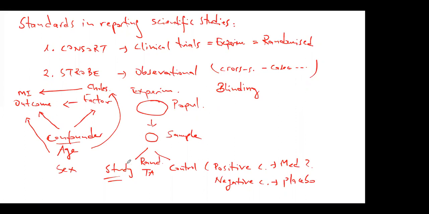So if this group knows that he is receiving an active medication, and the other group knows he is receiving a fake medication, it will have some effect in the outcome. Don't you think so? Yes. It was just by believing. Just by believing you have received an active medication, you will have less headache. This is the placebo effect. Even if you don't give any active medication, if you give a fake medication and the patient thinks he's receiving a real medication, he will have some effect, some benefit. This is what they call placebo effect.